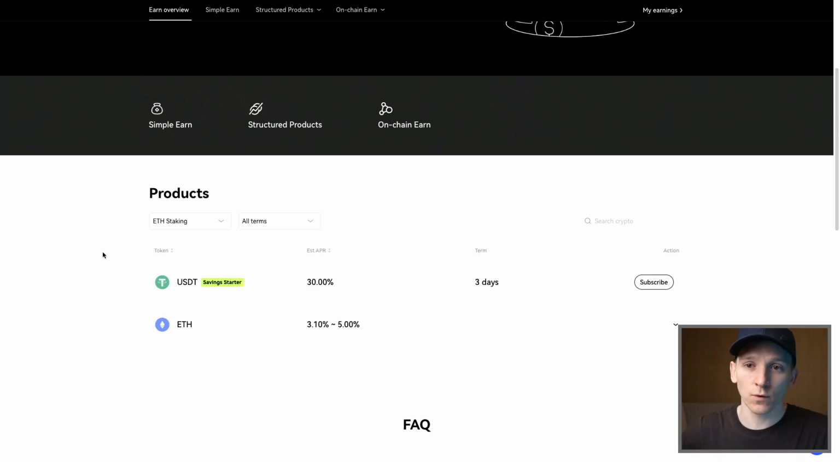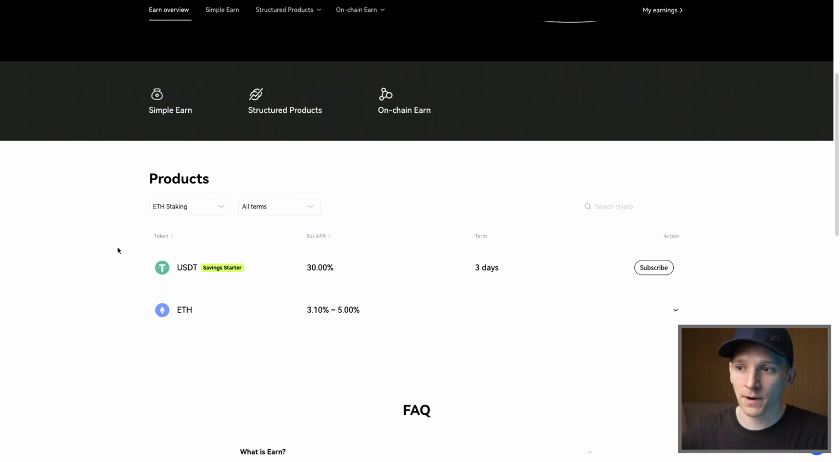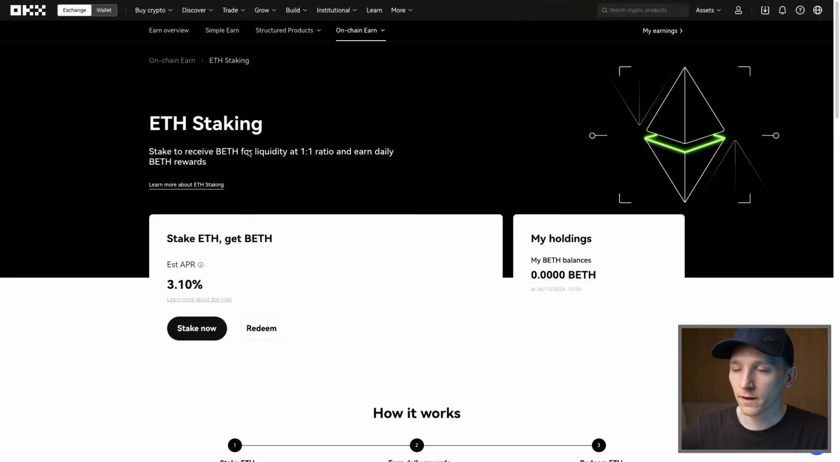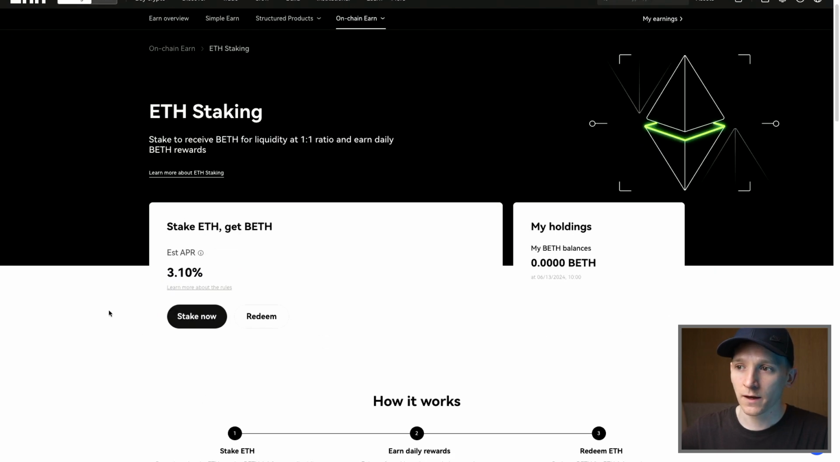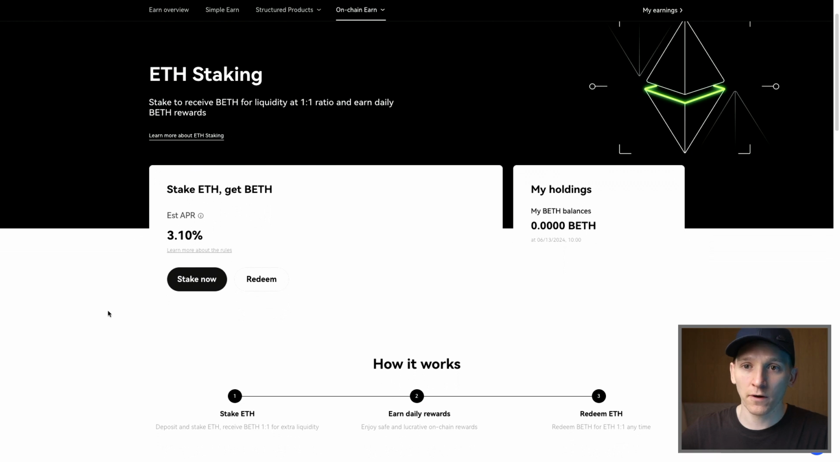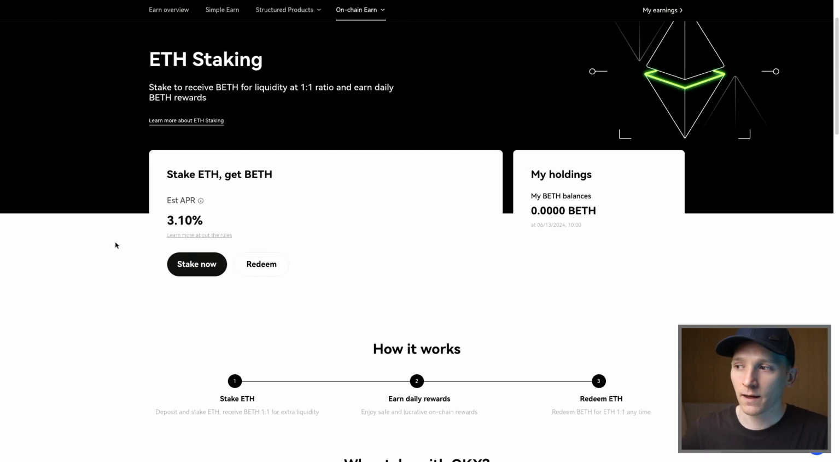OKX also have a separate section for ETH staking if you do want to stake Ethereum directly through their platform. So if we go to ETH staking here, and then click this, it's the only option, so we can press subscribe. It takes us through to the ETH page. Now, this is staking ETH directly on the Ethereum blockchain, so it's not lending, it is staking, and we get the staking rewards back. What OKX are actually doing is staking our ETH with Binance or Binance's validators.